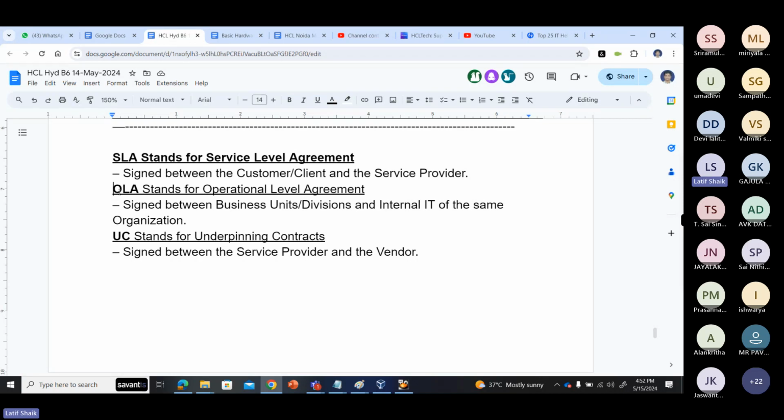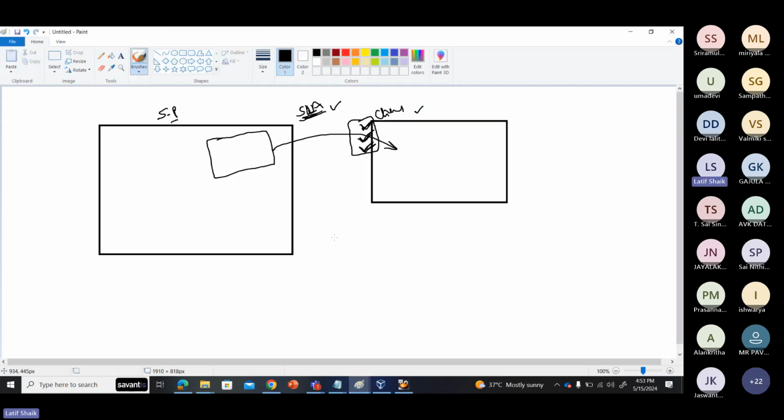What is OLA? Operational level agreement. Guys, in an organization there are people called BU, business unit people, management people, delivery managers. What will they do? They will get projects from other companies, and deal with those companies with different supporting things.